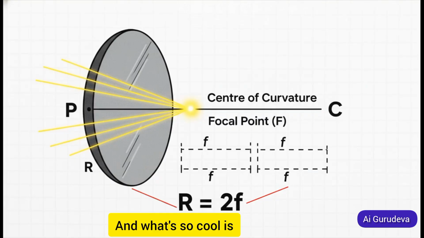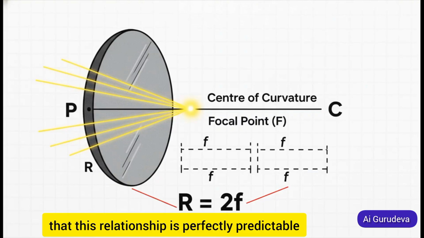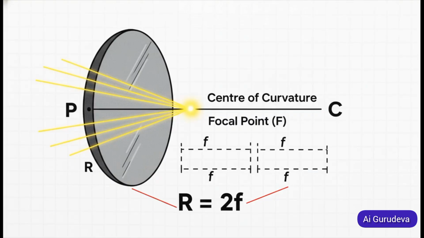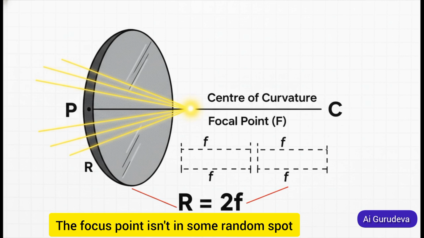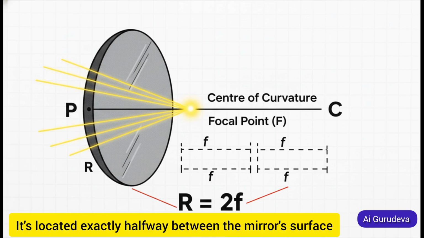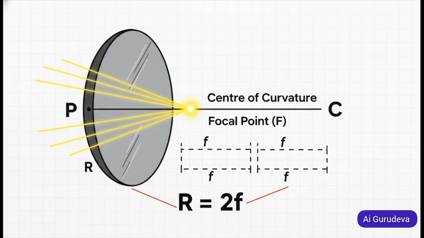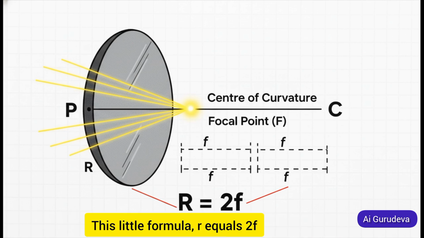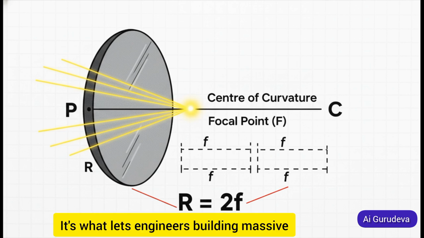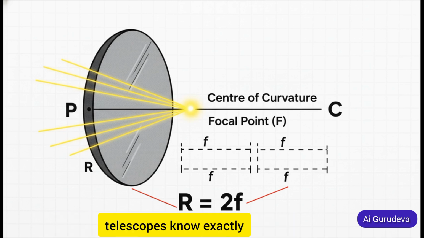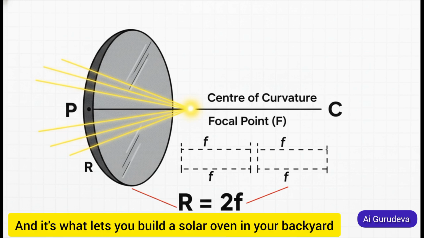And what's so cool is that this relationship is perfectly predictable. The focus point isn't in some random spot. It's located exactly halfway between the mirror's surface and its center of curvature. This little formula, R equals 2F, is the blueprint. It's what lets engineers building massive telescopes know exactly where to put their sensors. And it's what lets you build a solar oven in your backyard.